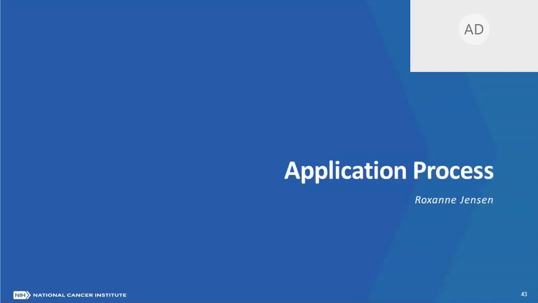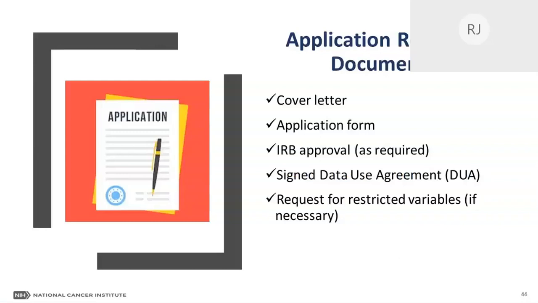Okay, well, before we get to Susan, I'm going to take us through very quickly the application process for SEER-MHOS with an emphasis on Part D requests. So these are the pieces that an investigator needs to apply for a SEER-MHOS project: a cover letter, application form, IRB approval as required by your institution, a signed data use agreement, and a request for any restricted variables if necessary.